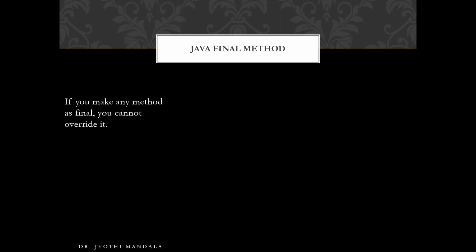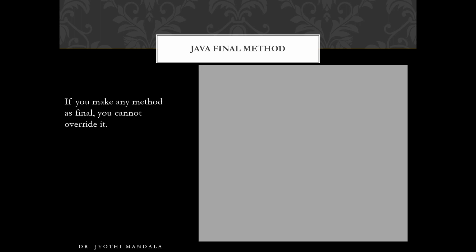Now if you want to restrict overriding, that means you don't want the methods available in the superclass to be overridden in the subclass, then that restriction can be done by making that method final. That means if you make any method final, then you cannot override that method. I'll show you an example.